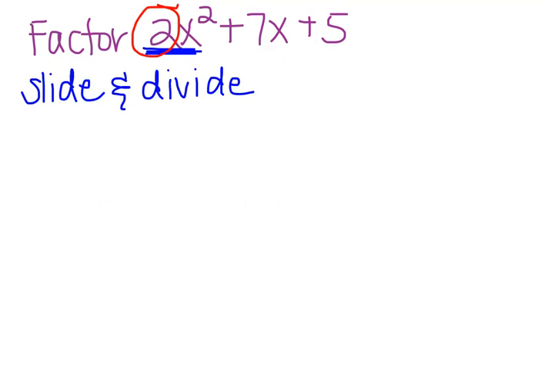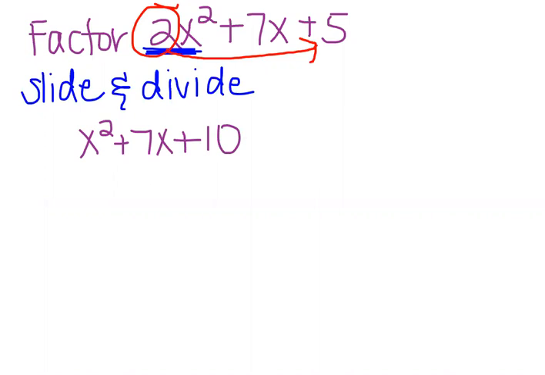And what I mean by slide is I'm going to move or slide this number over to your last term, okay? When we're doing that, we're going to actually be multiplying those numbers. So what do I get when I multiply that 2 and 5? I get a 10 on that side, okay? And now I no longer have a 2 in front of my x squared. So I'll just rewrite that as x squared plus 7x. And I slid the 2 over to the 5. That gave me 2 times 5 is 10.